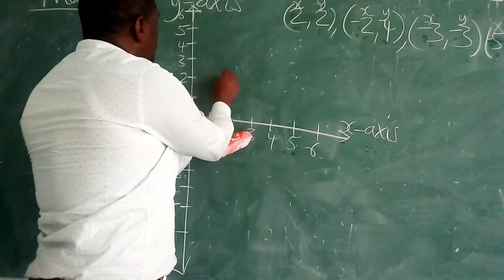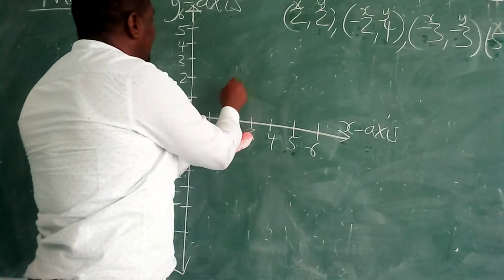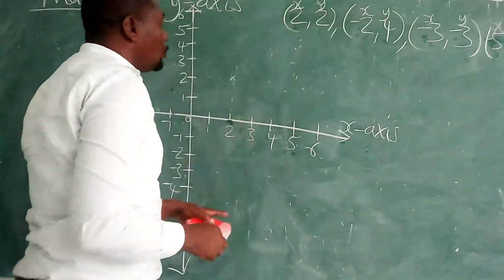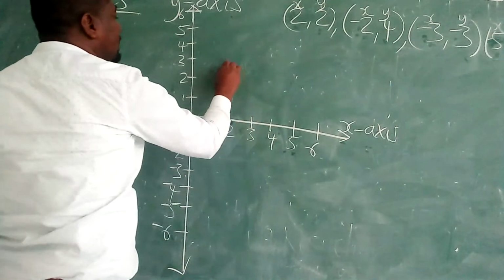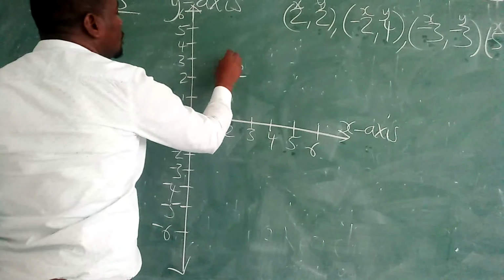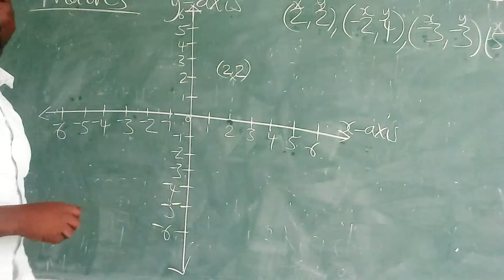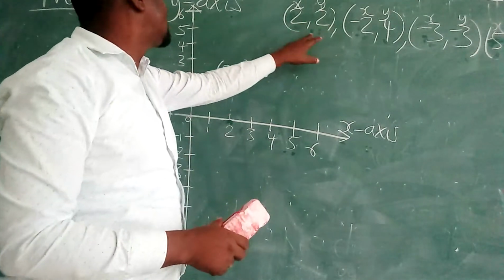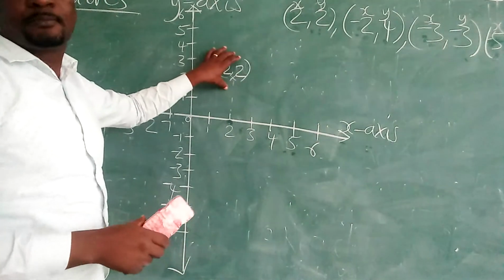So when you put the letters, you will send them dots, they will meet here. So here we get what? 2 and what? 2. This is the first one. So these coordinates, this is how we plot it.